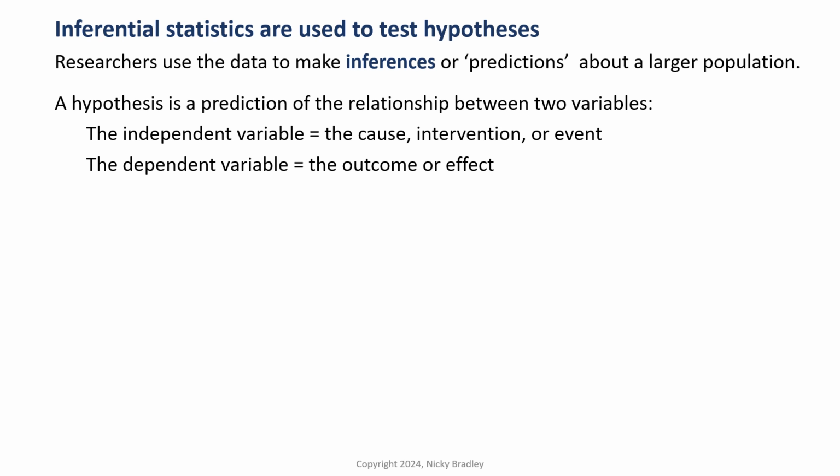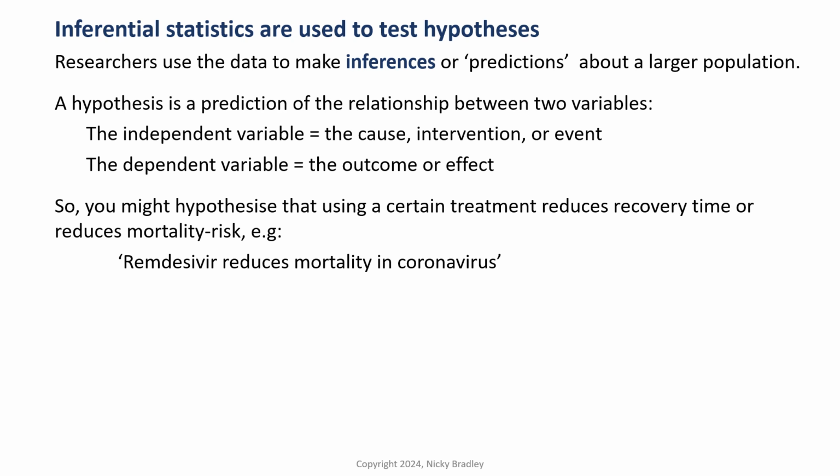And remember, we've talked about independent and dependent variables. The independent is the cause or the intervention or the event. The dependent variable is the outcome or effect of the independent variable. So you might hypothesize that using a certain treatment reduces recovery time or reduces mortality risk. For example, you might say that remdesivir reduces mortality in coronavirus. Rather a topical one there.